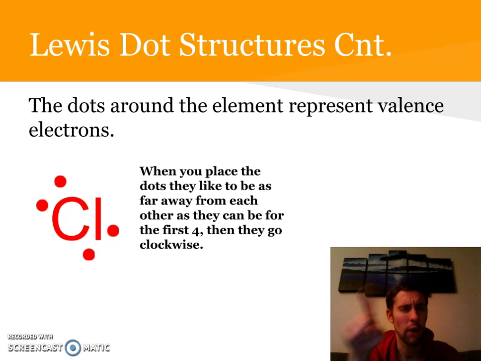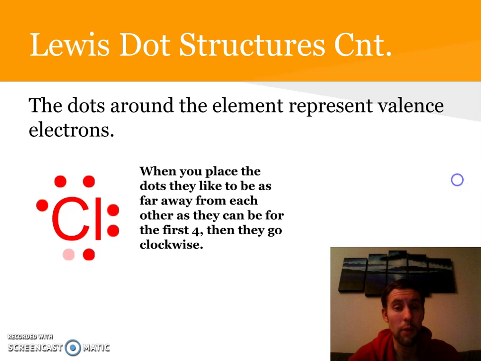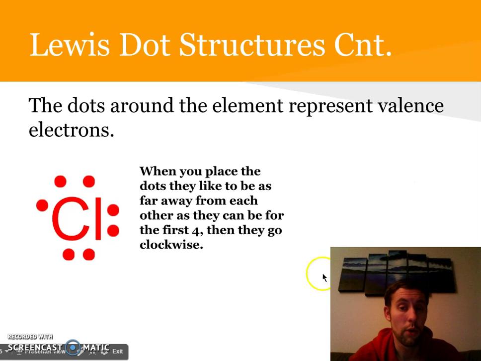Is that counterclockwise for you guys? Clockwise around the atom. So our 5th one will go on top, the 6th one on the right, then our 7th one on the bottom. Since it only has 7, we're not going to put an 8th dot because there's not an 8th valence electron. We'll do a similar thing here in a second with oxygen.